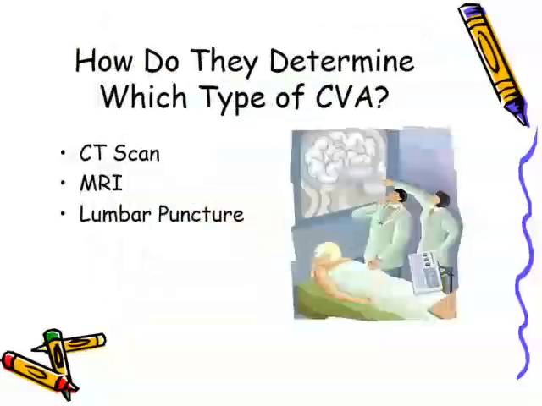So how is it determined which type of CVA a patient does have? Well, typically the patient has a CT scan and an MRI done, and then also a lumbar puncture. The lumbar puncture can confirm a subarachnoid hemorrhage because there will be increased pressure, and there will also be blood noted in the CSF.